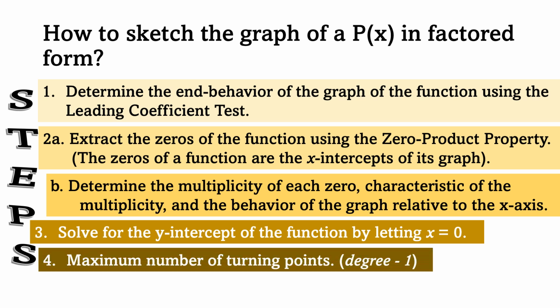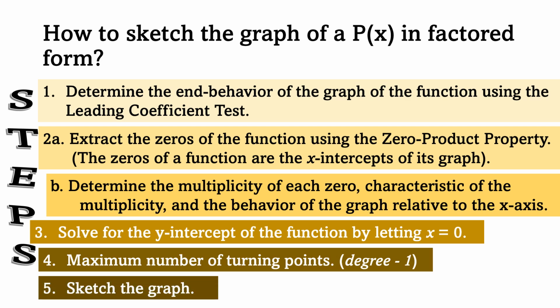For number 4, find the maximum number of turning points, which is degree minus 1. And the last one is you can now sketch the graph using the details found in steps 1 to 3.